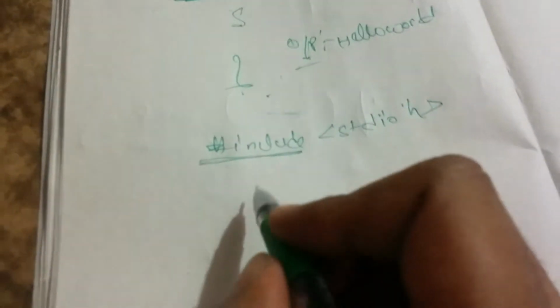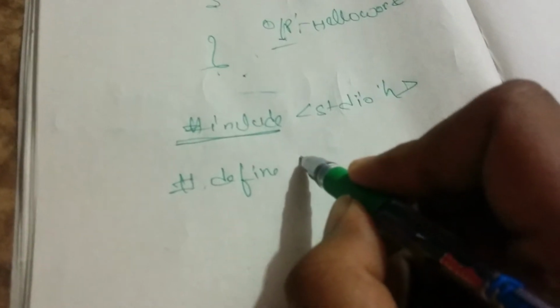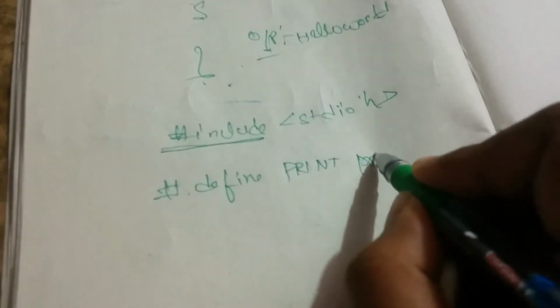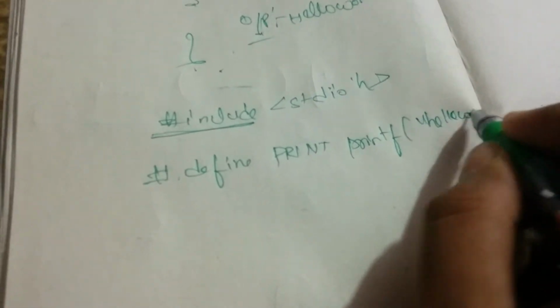There are also other ways to print hello world. Let's suppose it's a header file. Hash include stdio.h. Usually I don't write the headers. I'm writing hash define print printf hello world.